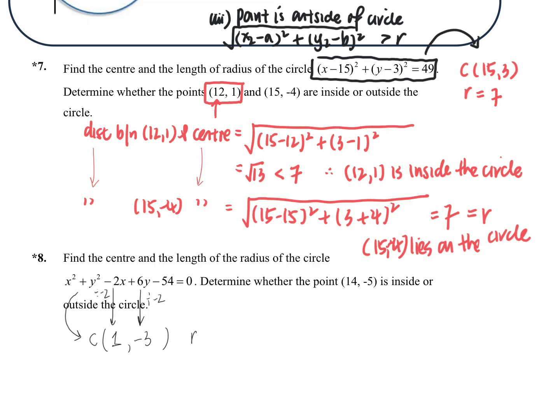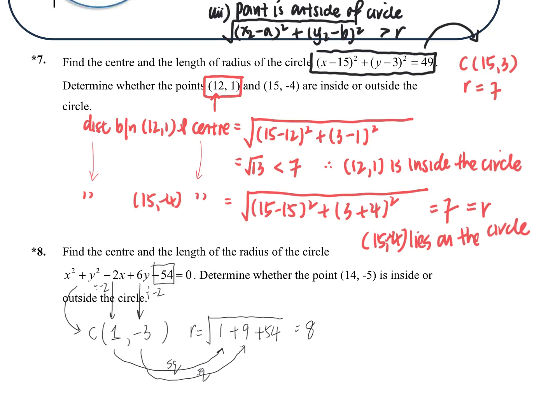What is the radius? How to calculate? Square, plus this square, minus the c here. So you end up having 6.54 plus 1 plus 9. Oh, so it's exactly 8. So the radius is 8 units.